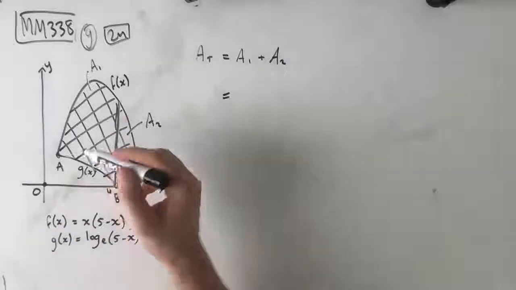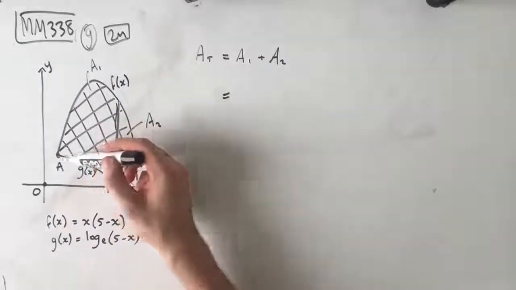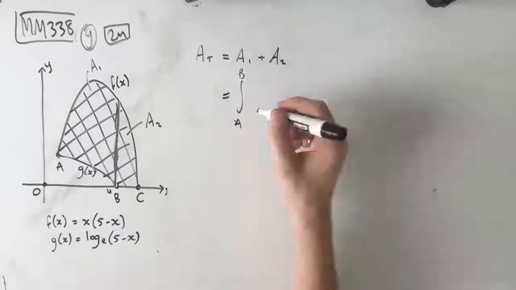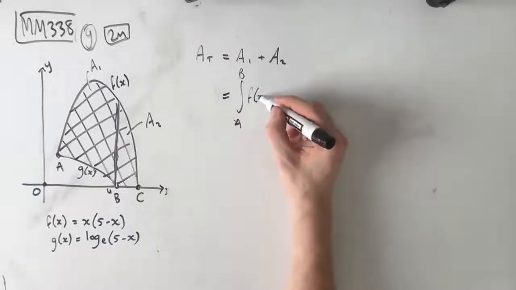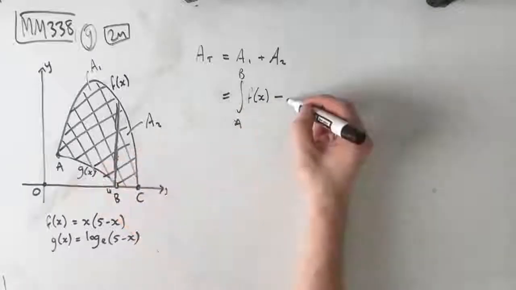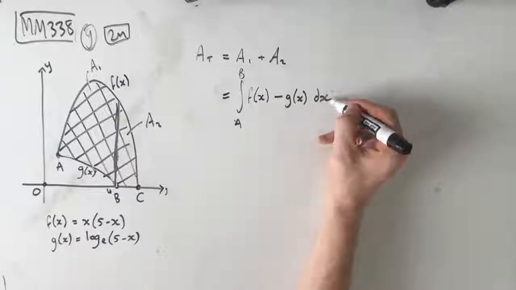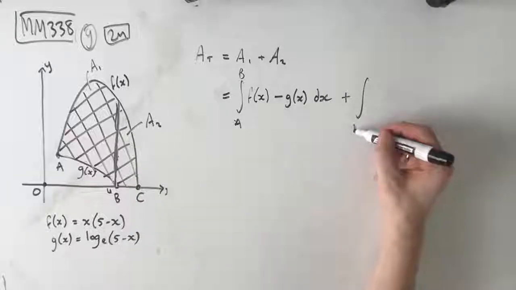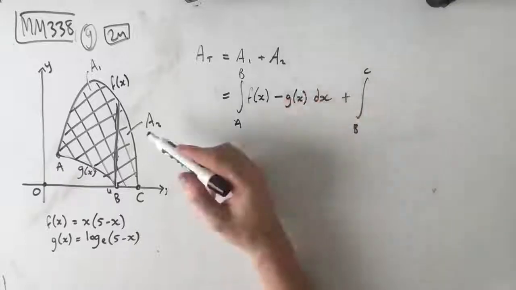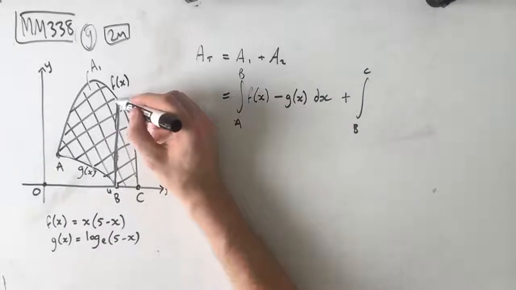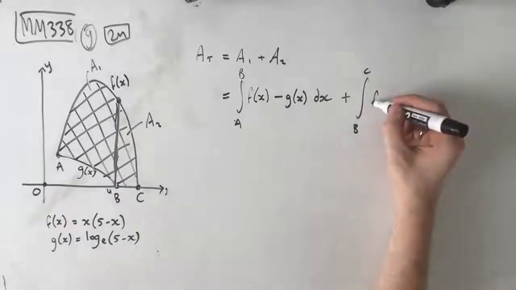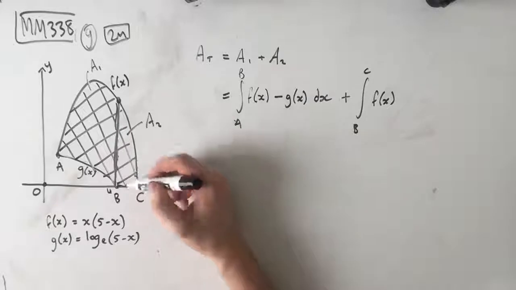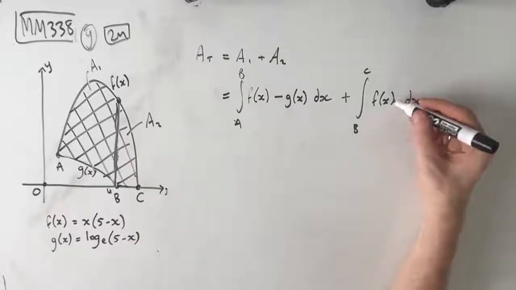Now, A1 is the area between f of x and g of x from a to b. So from a to b, f of x is our top function, so we say f of x minus our bottom function, which is g of x. That gives us the area between those 2 graphs. And then we plus the integral from b to c of area 2, which is f of x to the x-axis, which we can just find as the area under f of x. So f of x is all we need to put here.